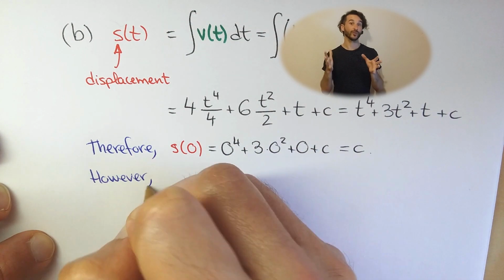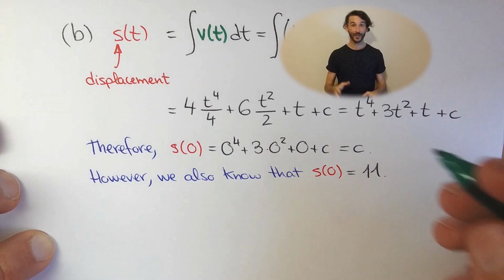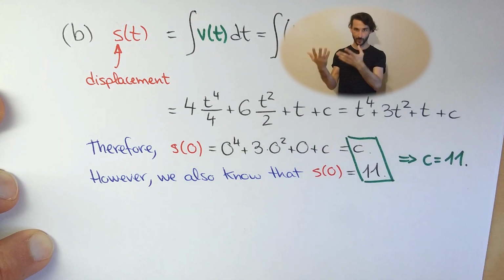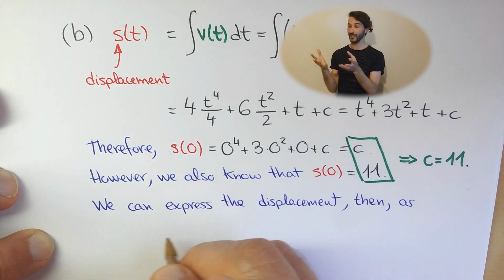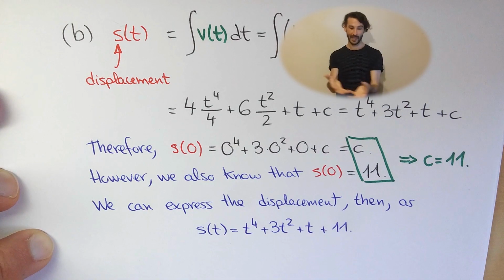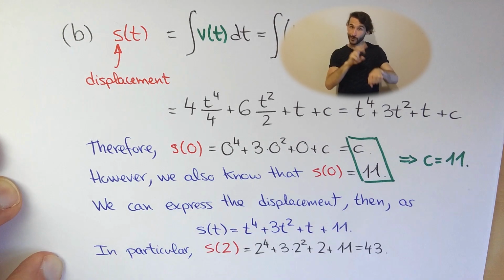On the other hand, we're told that the particle starts with a displacement of 11 meters. If both c and 11 equal this expression, both amounts must be the same. Now we can substitute the value of the constant of integration into s of t. Finally, we evaluate s at time 2, obtaining 43. A 43 what? Let's see.